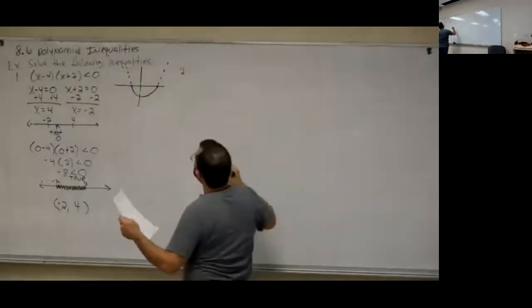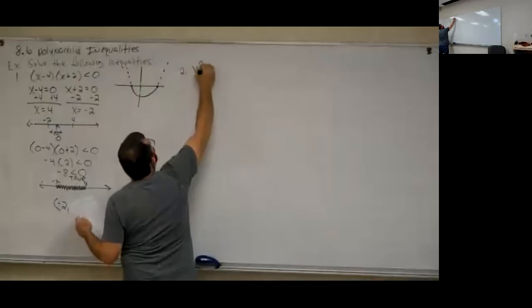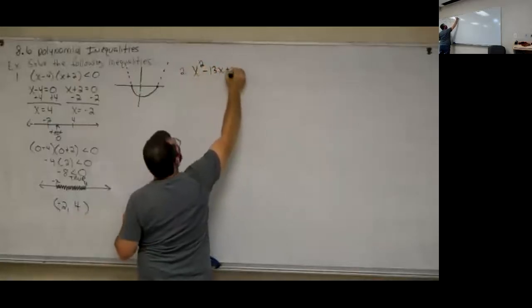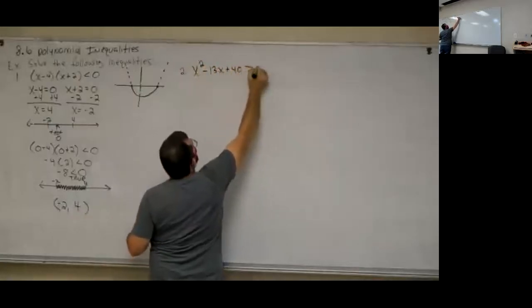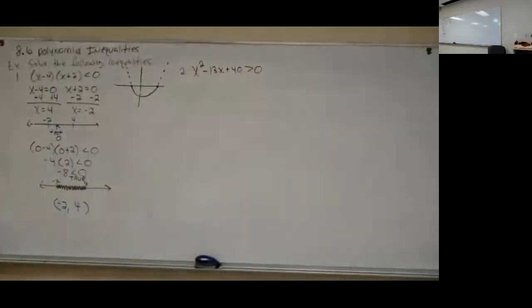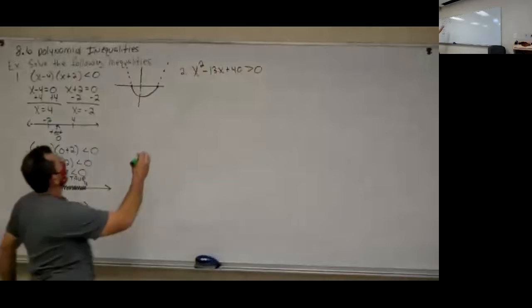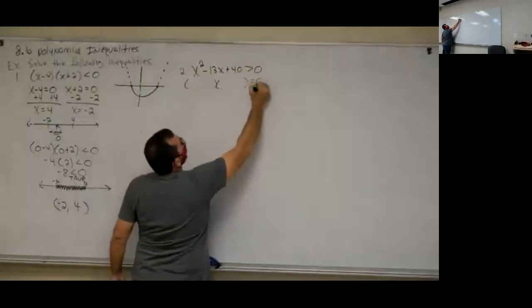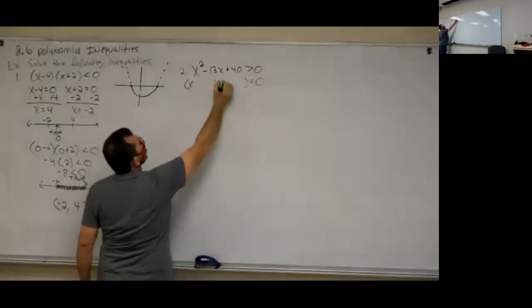All right, how about it? X squared minus 13x plus 40 is greater than 0. So if you hit it with quad, it'd be a 1, negative 13, 40. Quad would spit out your answers, okay? Now when I'm solving it, I'm just going to set it equal.